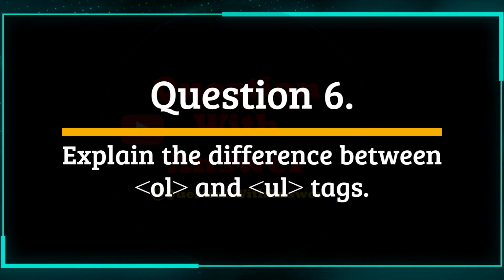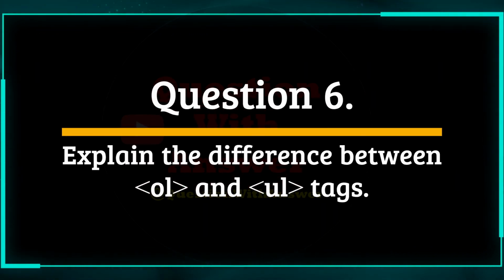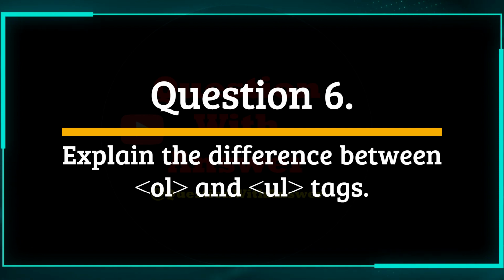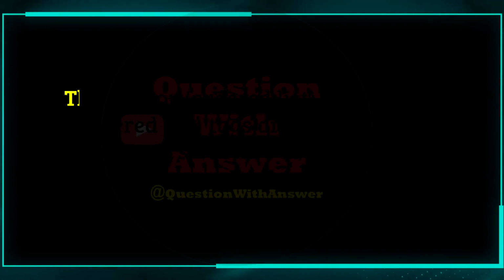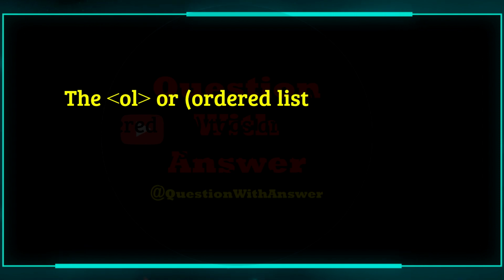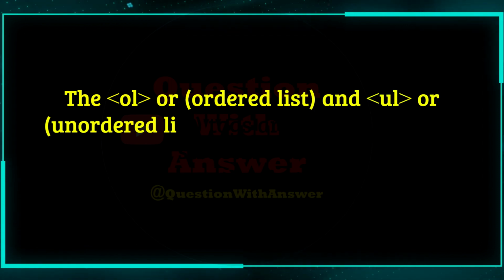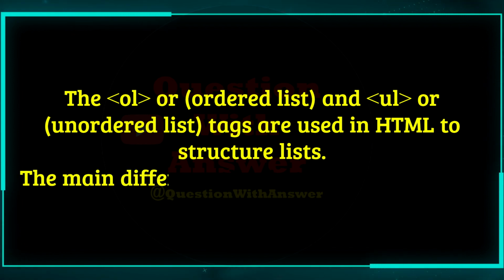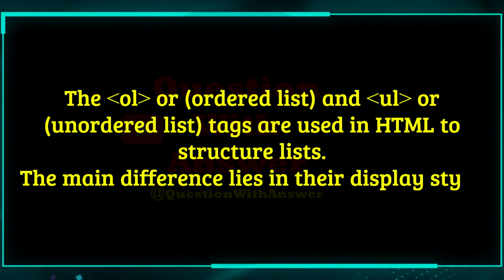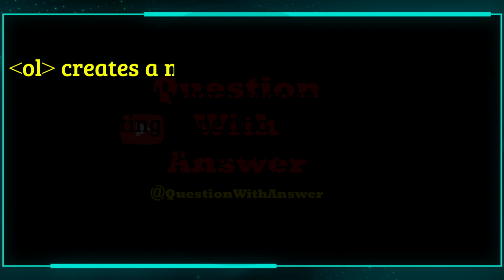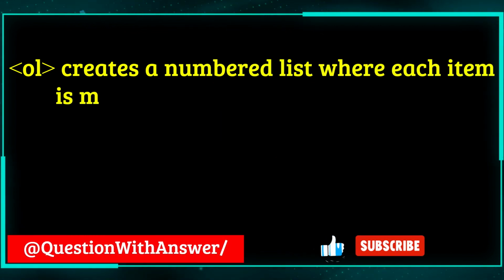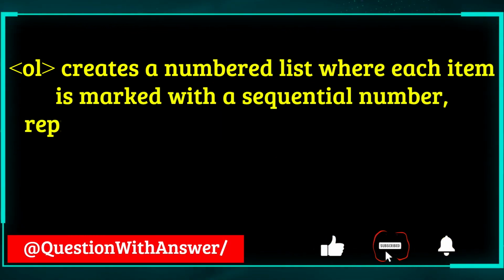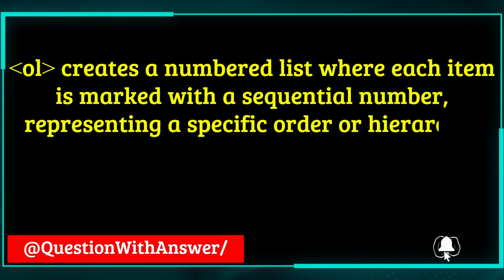Question 6. Explain the difference between OL and UL tags. Answer. The OL, or ordered list, and UL, or unordered list, tags are used in HTML to structure lists. The main difference lies in their display style. OL creates a numbered list where each item is marked with a sequential number, representing a specific order or hierarchy.